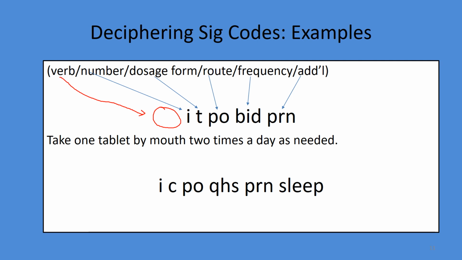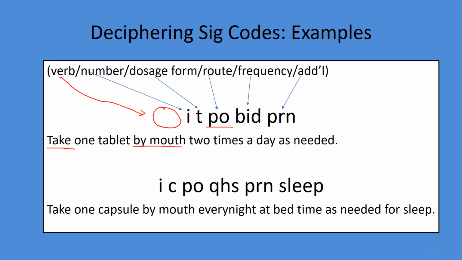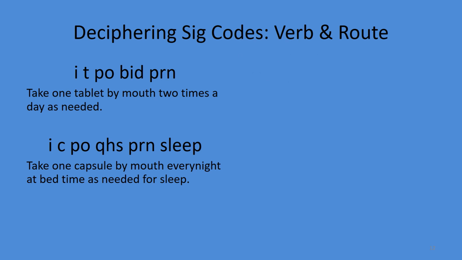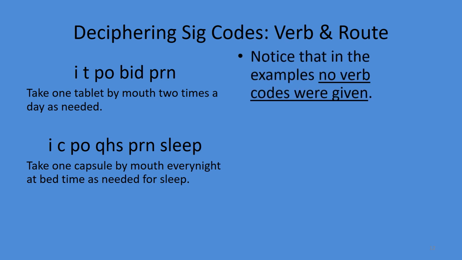I C PO QHS sleep. So for the verb, even though there is no code, we can pick up from the previous one that anything PO by mouth, you're going to use the verb take. So for this SIG code, we're going to take 1 capsule by mouth every night at bedtime as needed for sleep. Notice that in the previous 2 examples, there were no verb codes. You will not be given verb codes by the doctor. Usually you won't be given any verb codes, and it's going to be up to you to determine the correct verb to use.